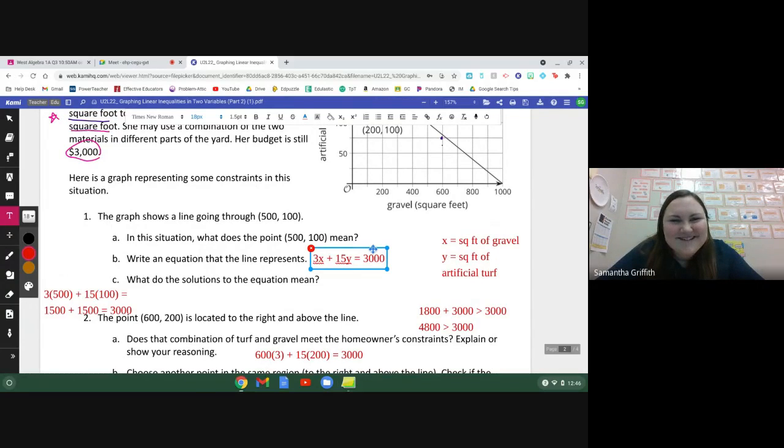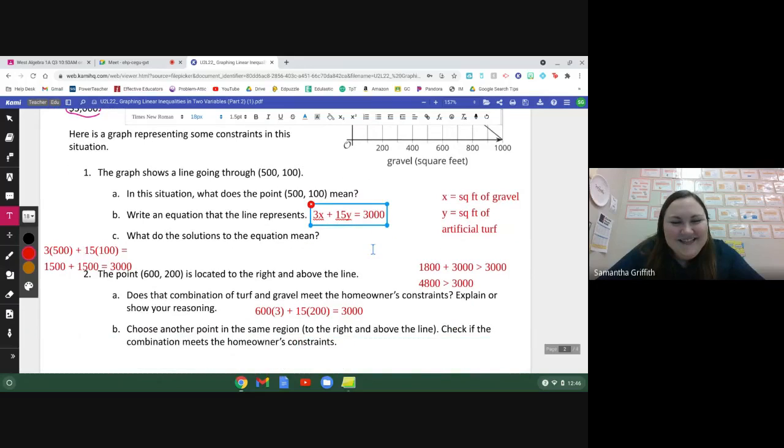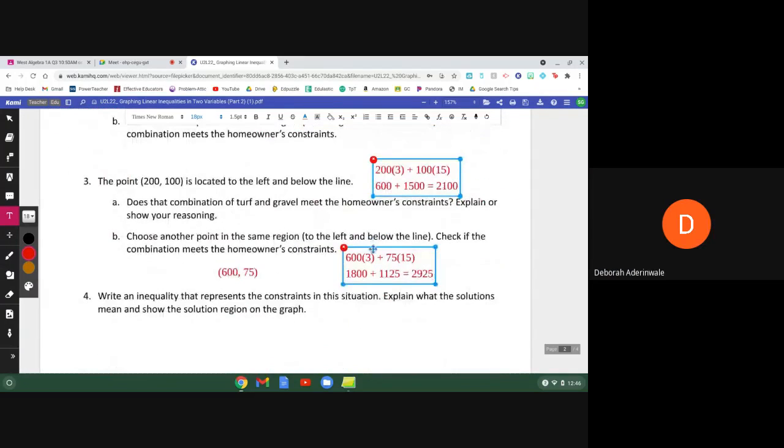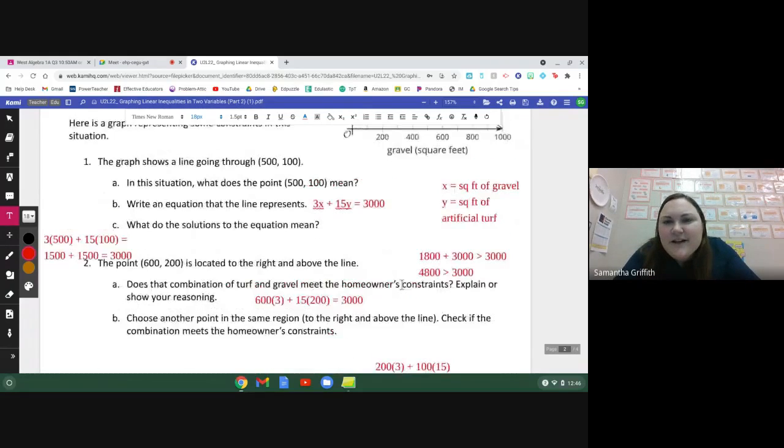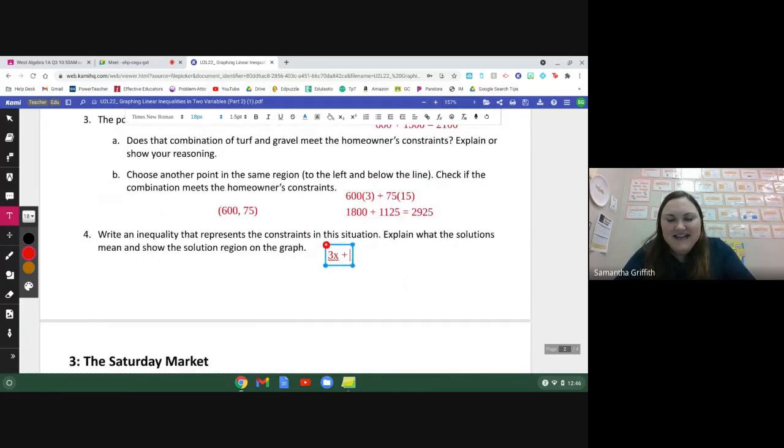I can't remember who I heard say it. Is it when it's above the constraint? So let's read number 4. It says, write an inequality that represents the constraints in the situation. Explain what the solutions mean. So we've been saying that it's $3 for each square foot of gravel, and it's $15 for each square foot of turf. We've got a budget of $3,000. What inequality sign would we want right here?